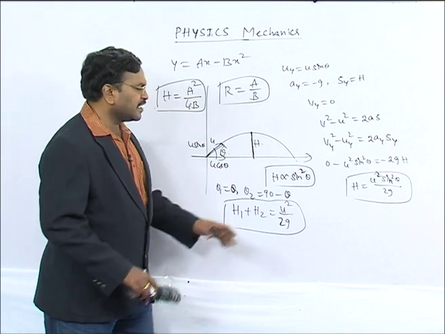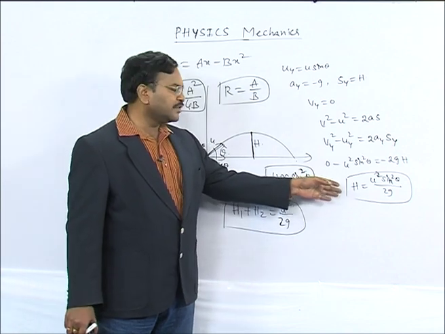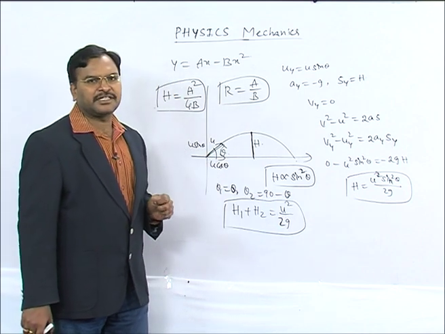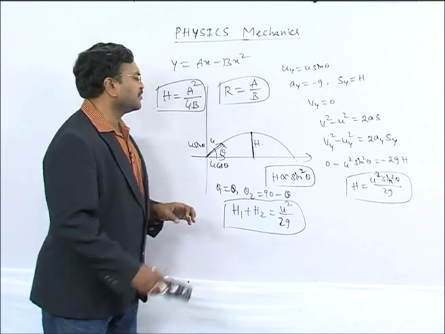Is it clear? What is the maximum height of a projectile? U square sin square theta by 2g. What is theta? Theta represents the angle of projection.